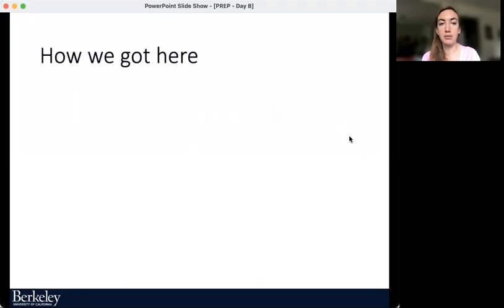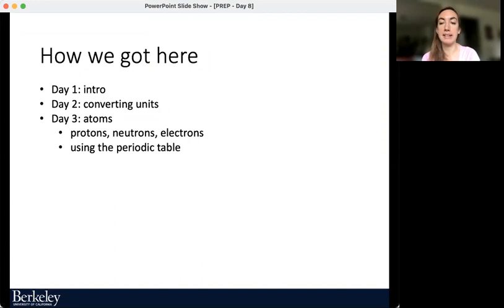So I just wanted to do a quick summary of how we got to this point since we're a little past halfway. So the first day we just did intro. The second day we talked about converting units in general, and that will come in later with moles. And then day 3, we talked about atoms. So what are atoms made of? Protons, neutrons, electrons, the structure of atoms, and how to figure out how many protons, neutrons, and electrons an atom has from the periodic table.